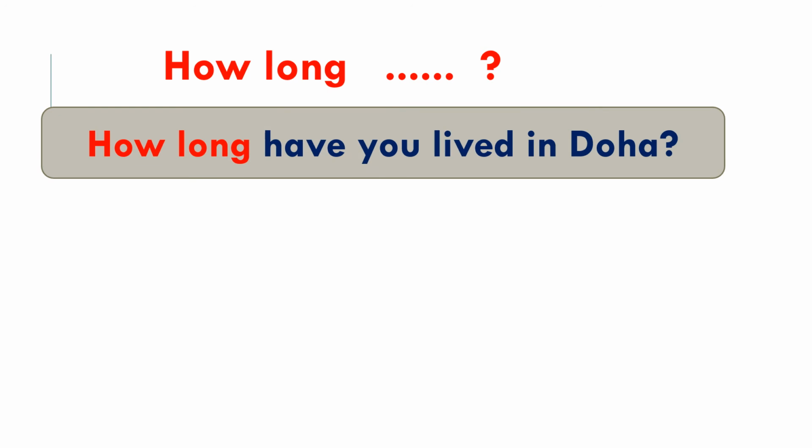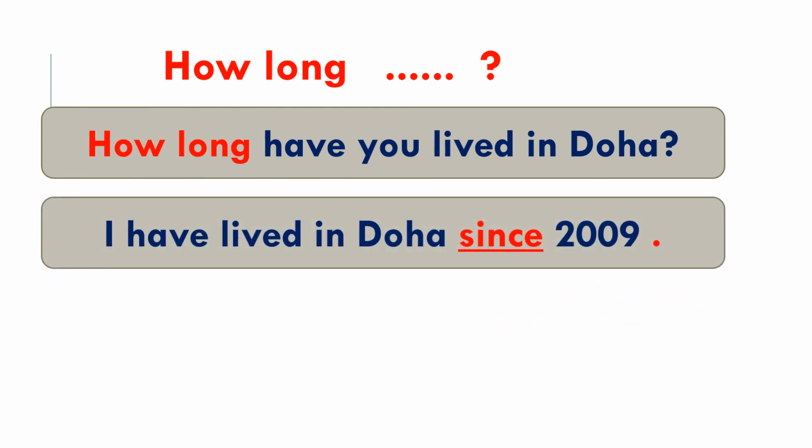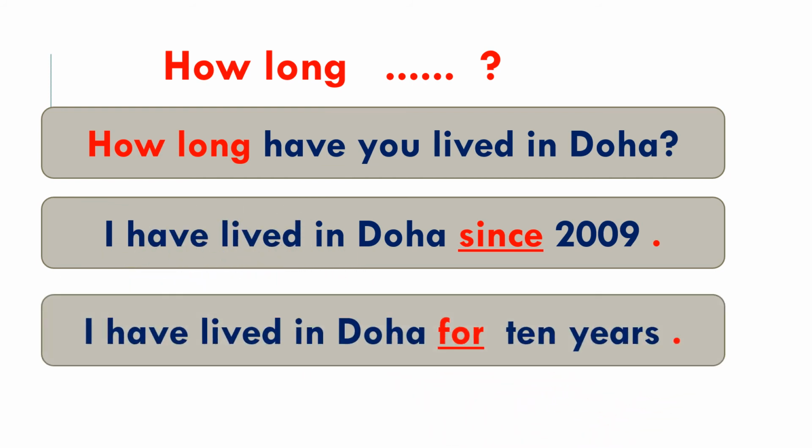How long? We use how long when we are asking about duration of an action. How long have you lived in Doha? How long with present perfect? Have lived. How long have you lived in Doha? I have lived in Doha since 2009. We use since. I have lived in Doha for 10 years. We use for. We can use since and for. I will explain that later.